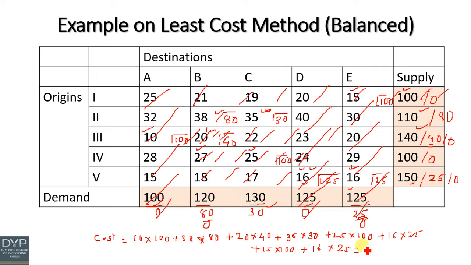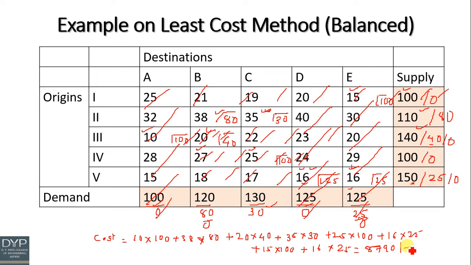So it is 1000 plus 38 into 80, plus 20 into 40, that is 800, plus 35 into 30, plus 2500, and plus 16 into 25. So it becomes 8790. So here I am getting the answer as 8790. So students, please check the answer.